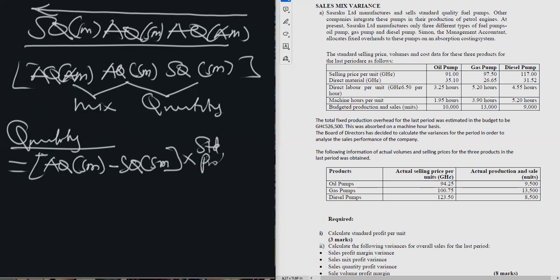So sales is on standard profit, not standard price. And when it comes to the sales mix, just like the other mix, you are doing it in the opposite direction, right? That gives us AQ AM minus AQ SM.